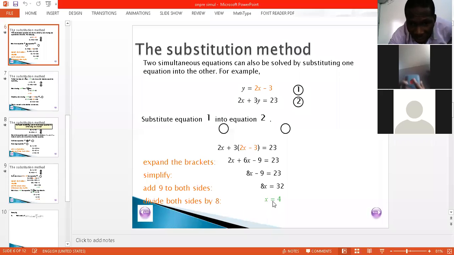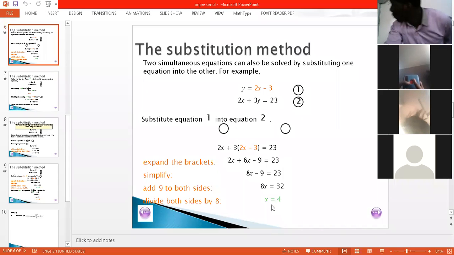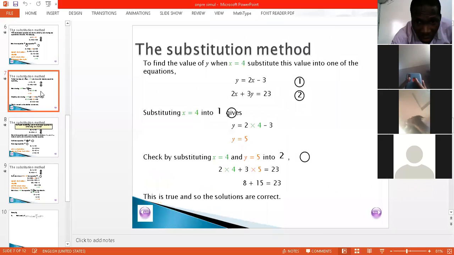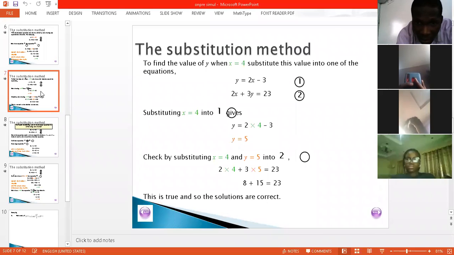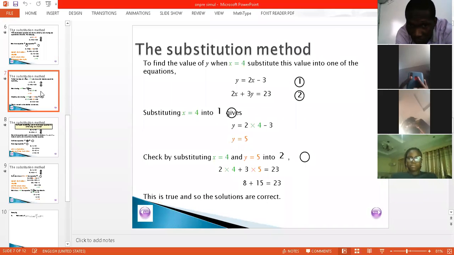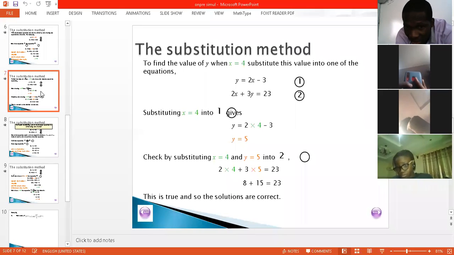Then when you get x to be 4, you now substitute x equals 4 into another equation, say equation 1, because it's y you want to get. You want to solve for y, since you have your x earlier to be equal to 4. So substitute x equals 4 into equation 1. You have y equals 2x minus 3. Instead of x, you now put 4. So it will now be 2 multiplied by 4, that's 8, minus 3. So 8 minus 3 is 5.